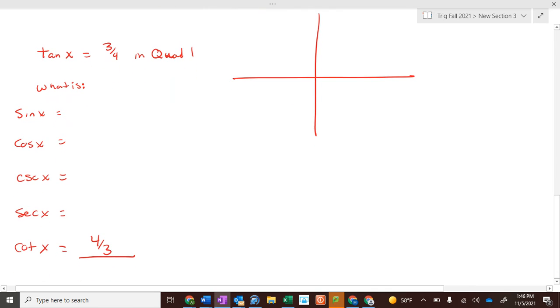Or what I can do is I can say, well, I know tangent squared of x plus 1 equals secant squared of x, correct? So just take 3/4 squared plus 1, which is 9/16, plus 1 is how many sixteenths? 16 sixteenths makes 25 sixteenths.